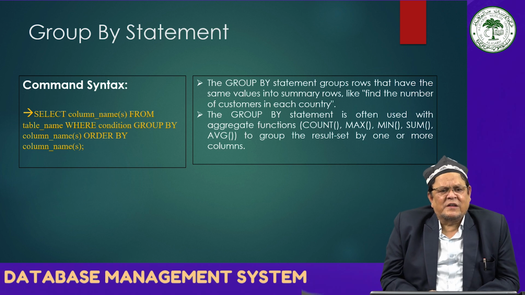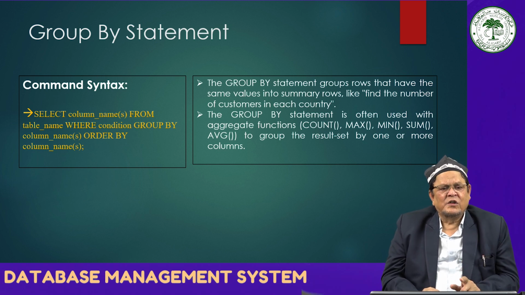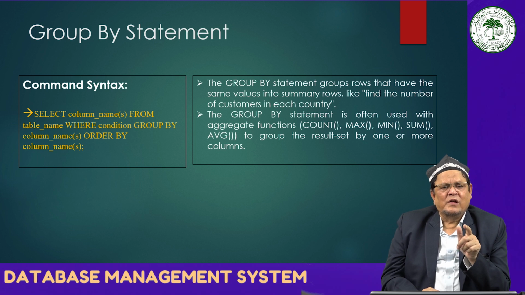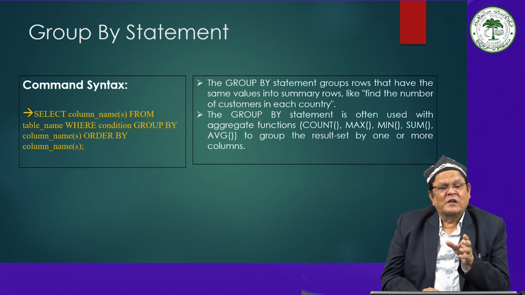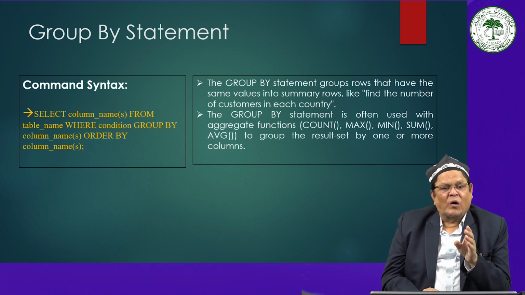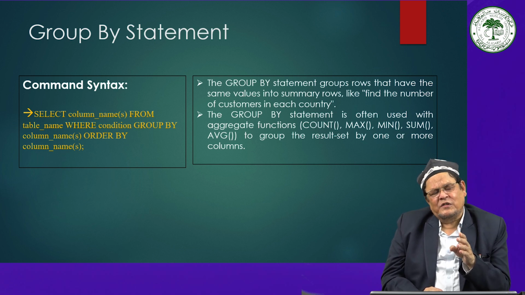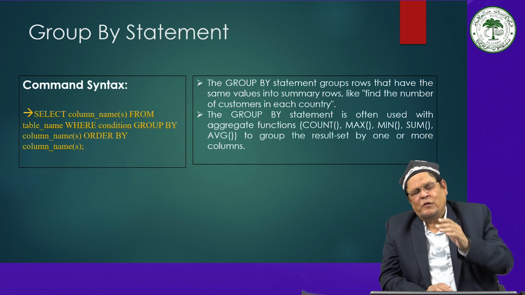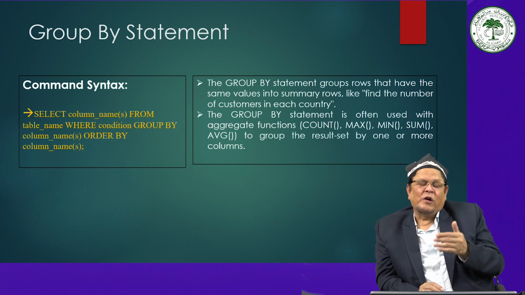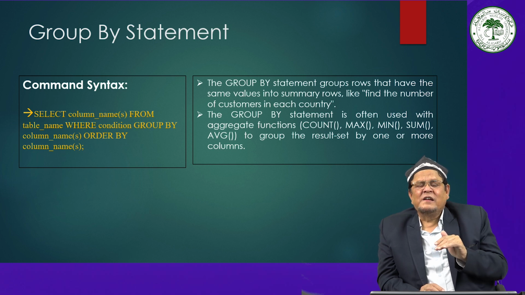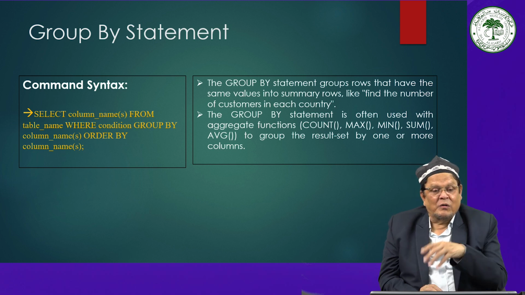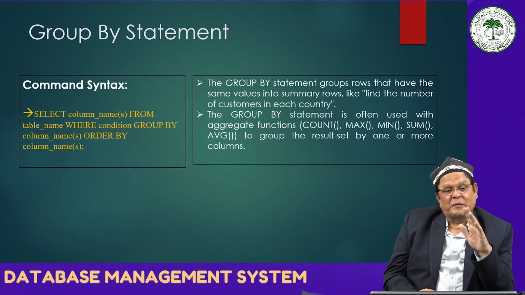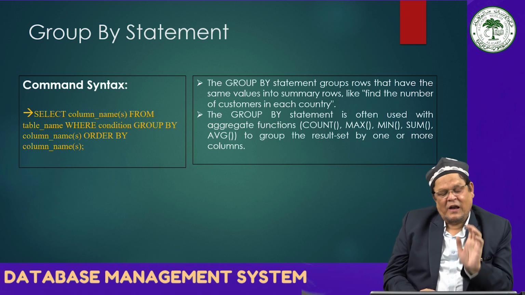What is the command syntax? Select column names, you may use one column, two columns, three columns, whatever, depending on the requirement, from the table name, where condition, and then group by column names, and order by also column name. Order by I have already discussed. If you want, the result will be in ascending or descending order. If you do not specify, it will automatically take ascending order. Order by I already explained in the previous lecture. So here the command is like that.